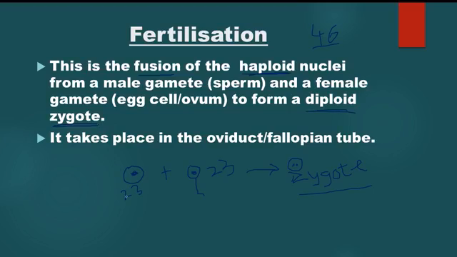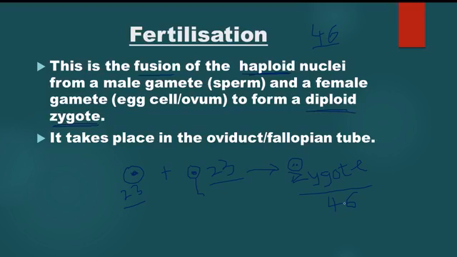Okay, so the egg brings 23 chromosomes. A sperm cell also will bring 23 chromosomes. Then we get a zygote which is diploid. And how many chromosomes does it have? It will have a total of 46. So a human zygote has 46 chromosomes.